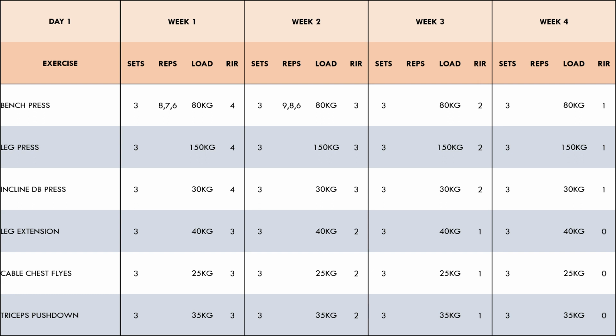And in the final 2 weeks of the mesocycle, the trainee may have performed more reps on each set once again, since the RIR has reduced further. This progression scheme can then be repeated in the next mesocycle.